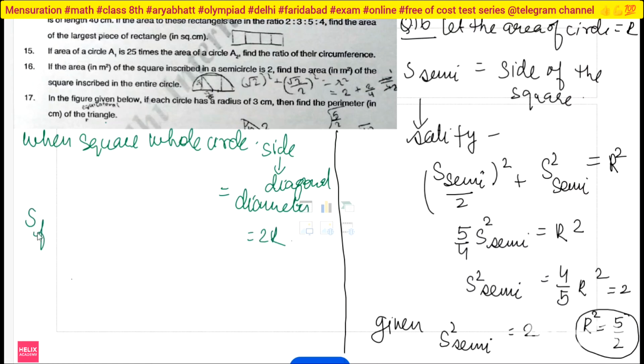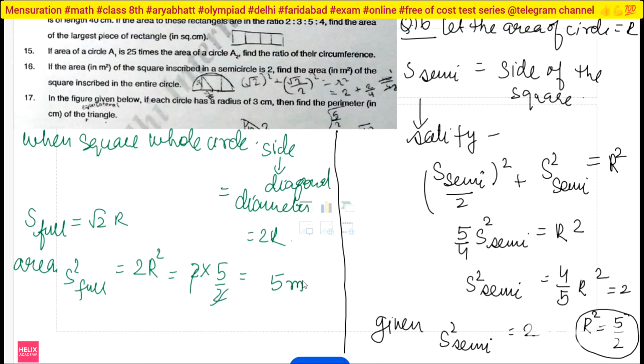So your s full will be the side, and it is equal to root 2r due to this diagonal property. So what does the area become? Area becomes s square full is equal to 2r square is equal to 2 into 5 by 2, right? So it just becomes 5 meter square. Okay, your answer will be 5 meter square.